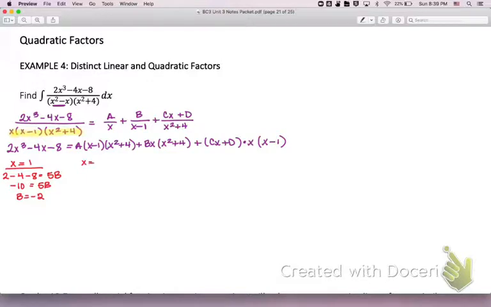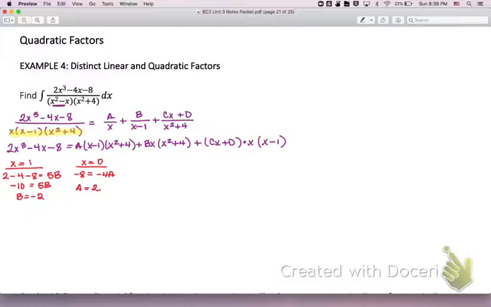Let's now let x equal 0. Because that's going to get rid of the B term, and again, that's going to get rid of the last term. So what do we get? 0 minus 8 equals A times negative 1 times 4. So this is going to be negative 4A, and all of the other terms, if x is 0, they cancel out because they're multiplied by x. So we get that A is equal to 2.